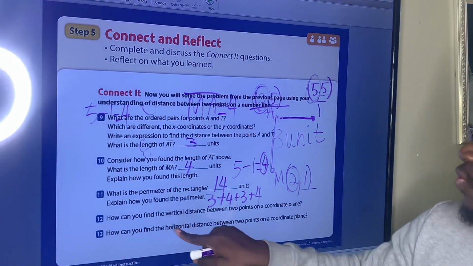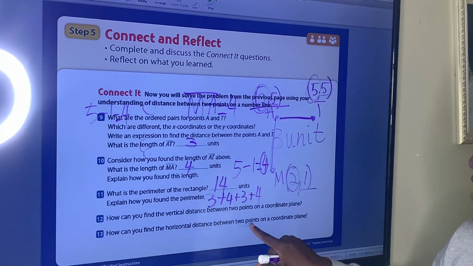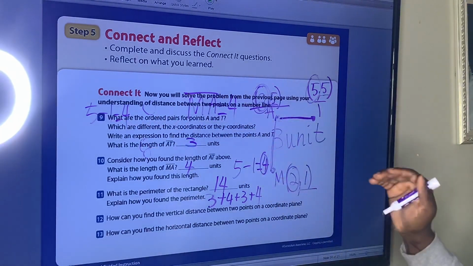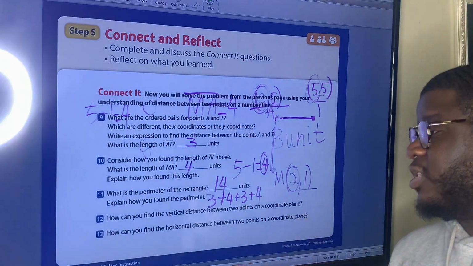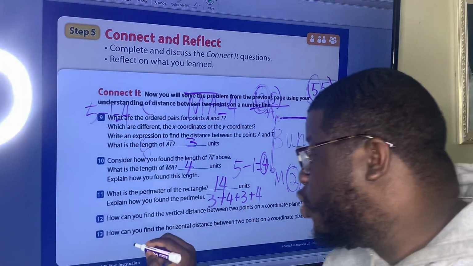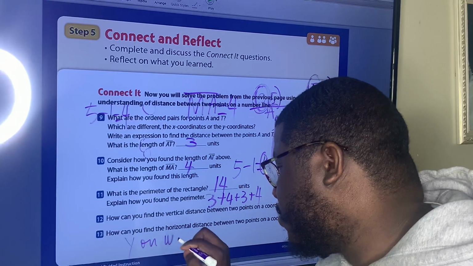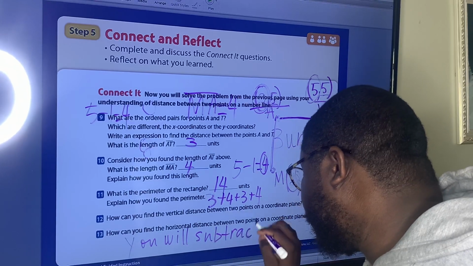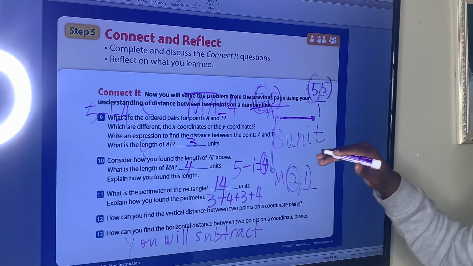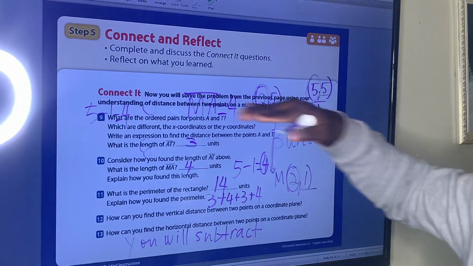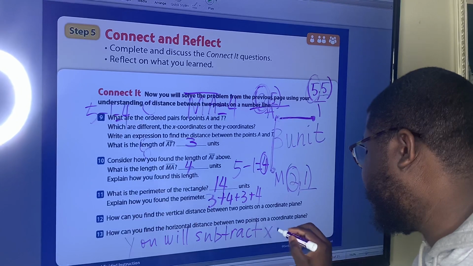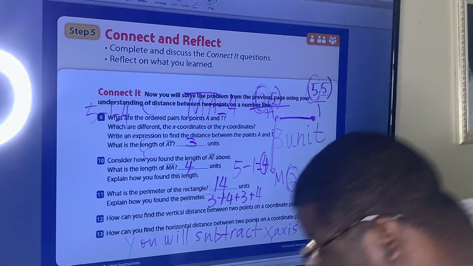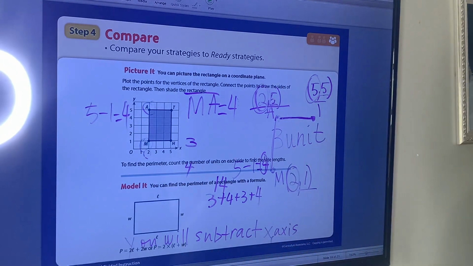Go on to the next question. How can you find the horizontal distance between 2 points on a coordinate plane? Horizontal meaning from left to right or right to left. All right, so same thing. I'm just going to do the opposite. So horizontal, since they are sharing the same y coordinates, you will subtract the x-axis. For those who don't understand what I'm saying, let's go back and look at the picture.